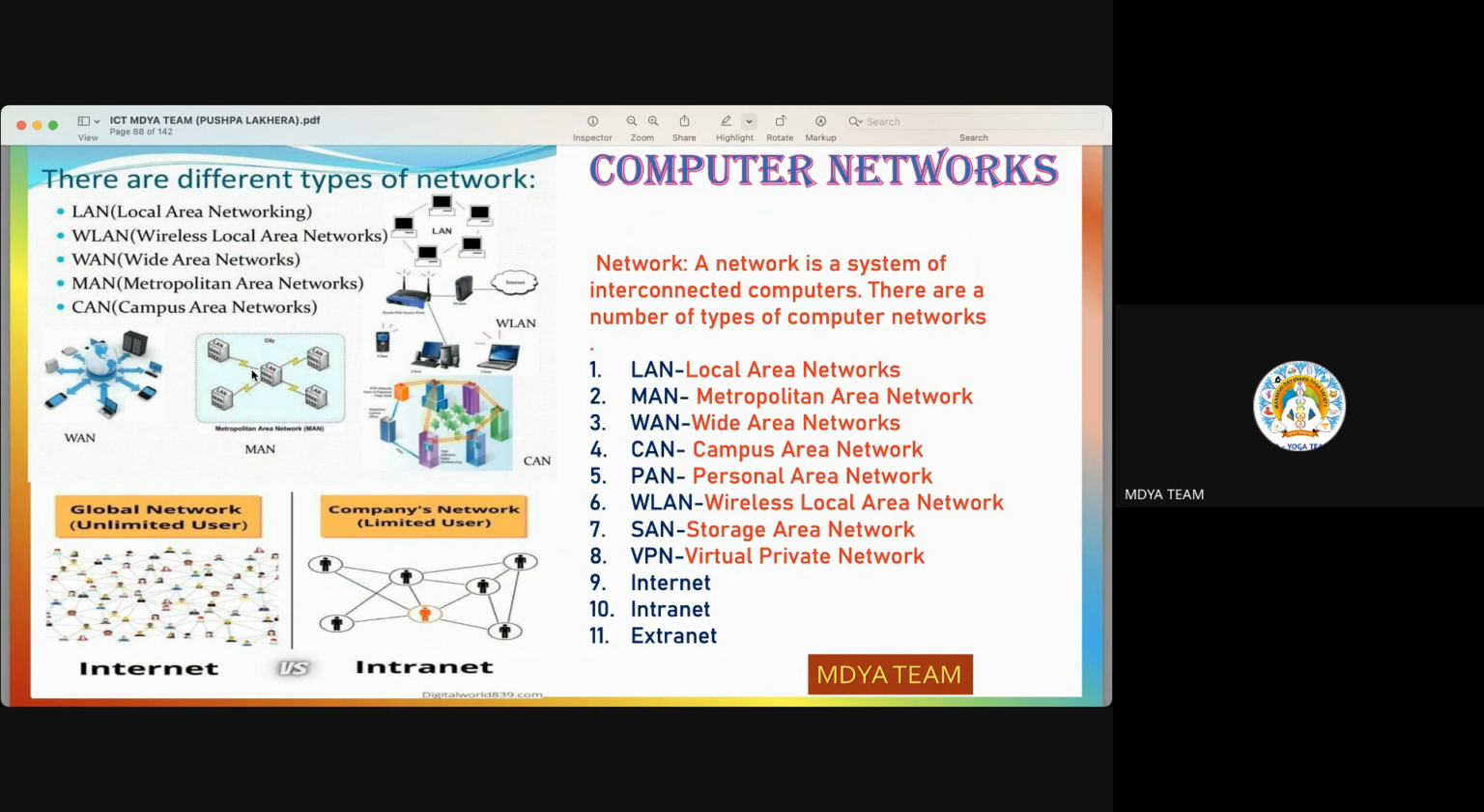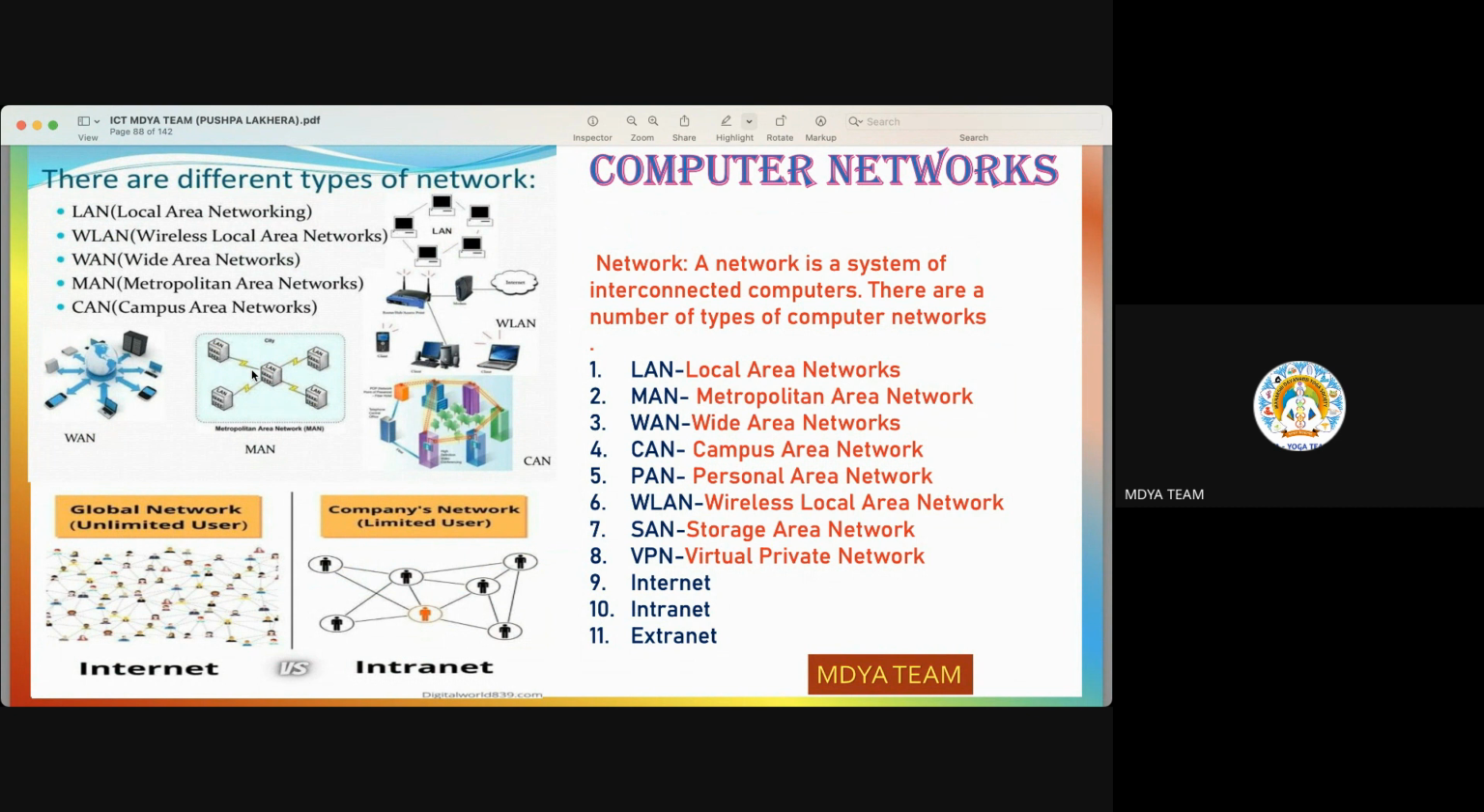MAN network. MAN is metropolitan. Metropolitan means the computers are located at different sites within a large fixed area, like a few kilometers, you can say one, two, three kilometers range. You can connect the computer systems together.